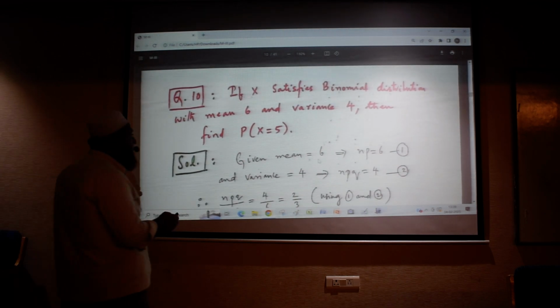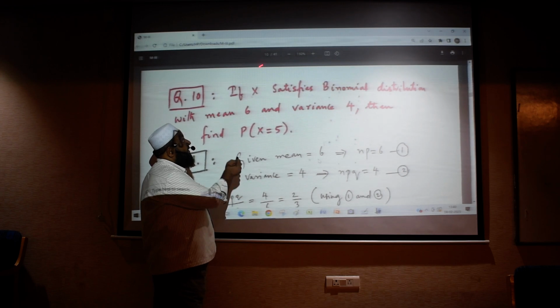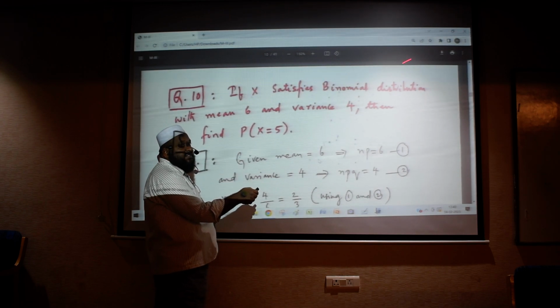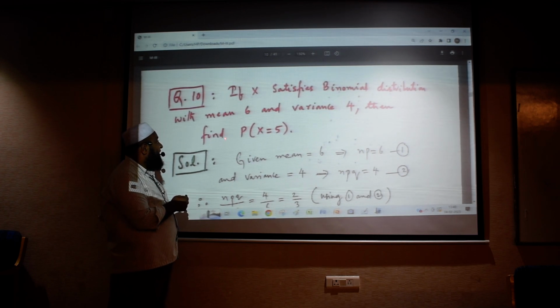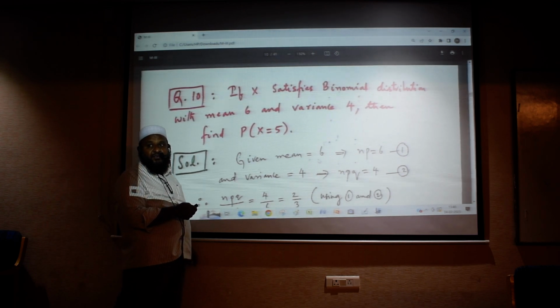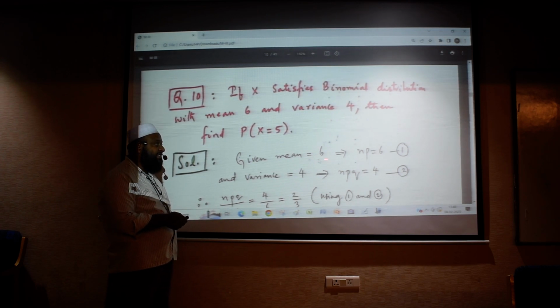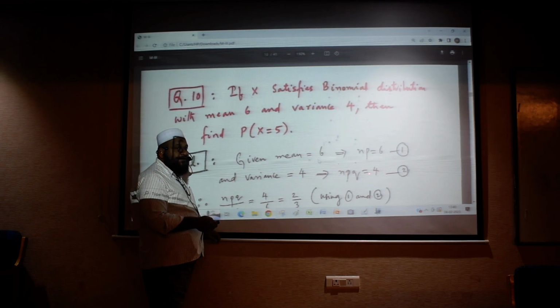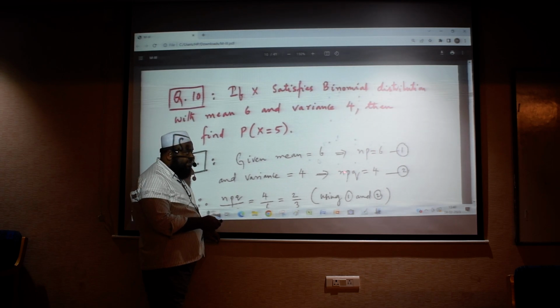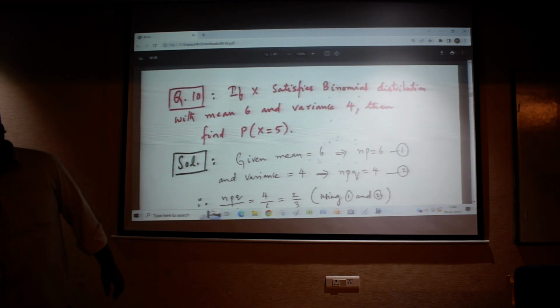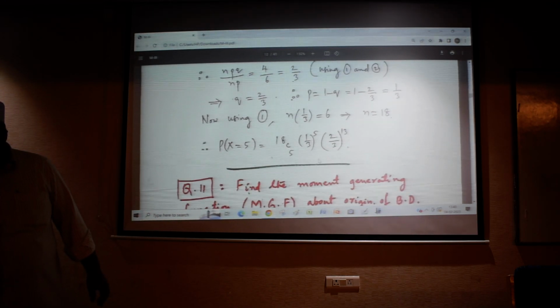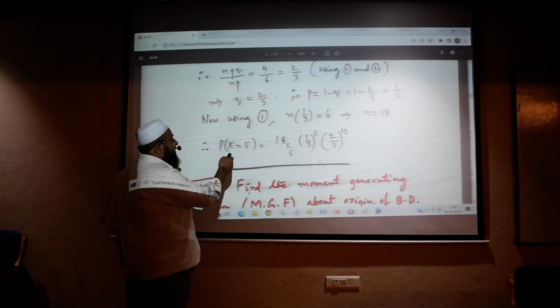Now question number 10. If x satisfies a binomial distribution with mean 6 and variance 4, then find the probability that x is equal to 5. Now given mean is 6 means np is 6, and variance is 4 implies npq is equal to 4. So these two things are ready with us. Can we cancel this np with npq? Yes, sir. First write in the numerator npq, denominator np.